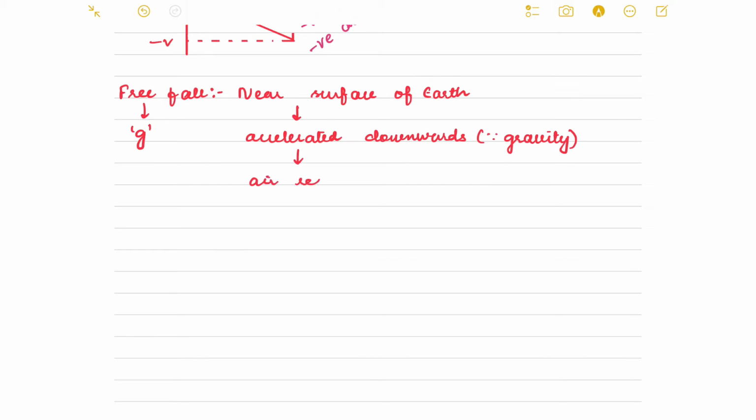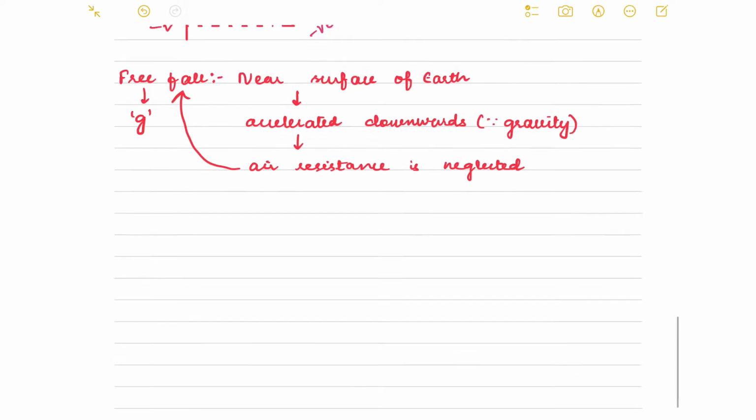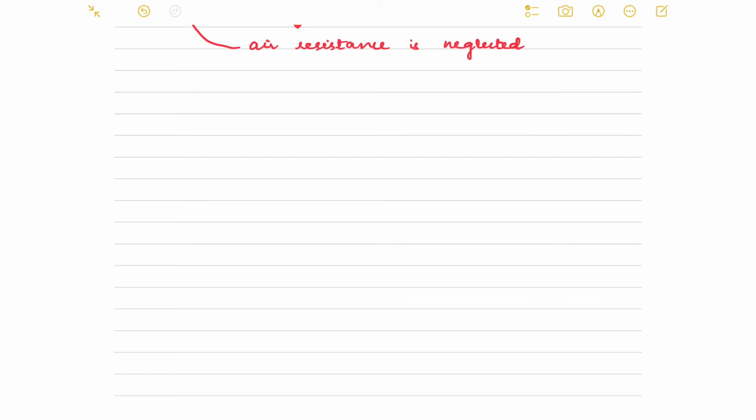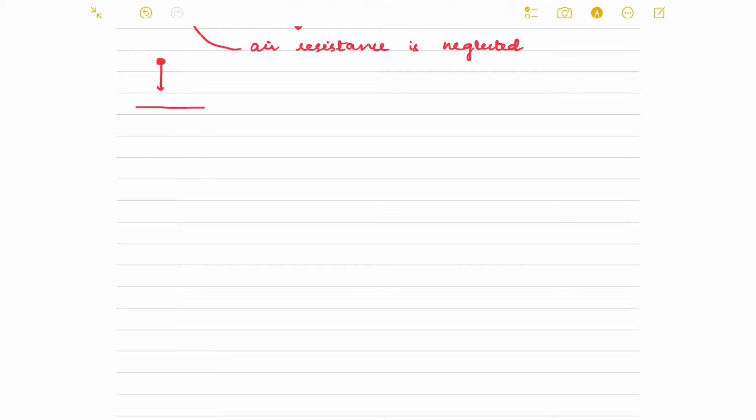If air resistance is neglected, then the object is said to have a free fall. And it is a case of motion with uniform acceleration because the value of g is constant. As the object is released from rest, let us say the object was here and it is released and it is coming towards the surface of the Earth. Initial velocity will be 0.